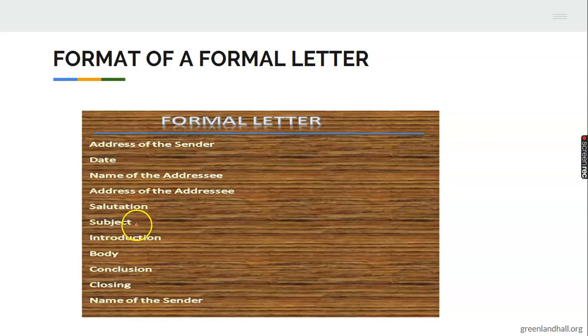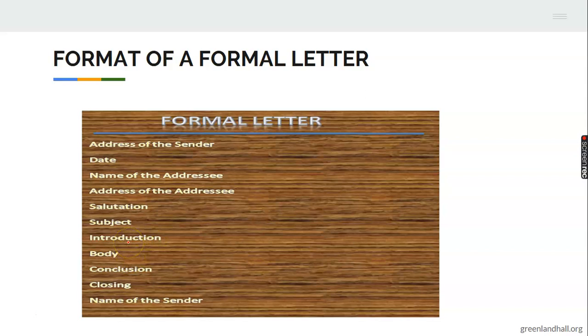The next is the subject. The subject is the topic of the letter being written. The title is the subject. After this, you introduce the reason for writing such a letter. Here you don't greet. Mind you, this is a formal letter. You don't greet at all. You go straight into the reason for writing the letter, and that takes your paragraph 1.